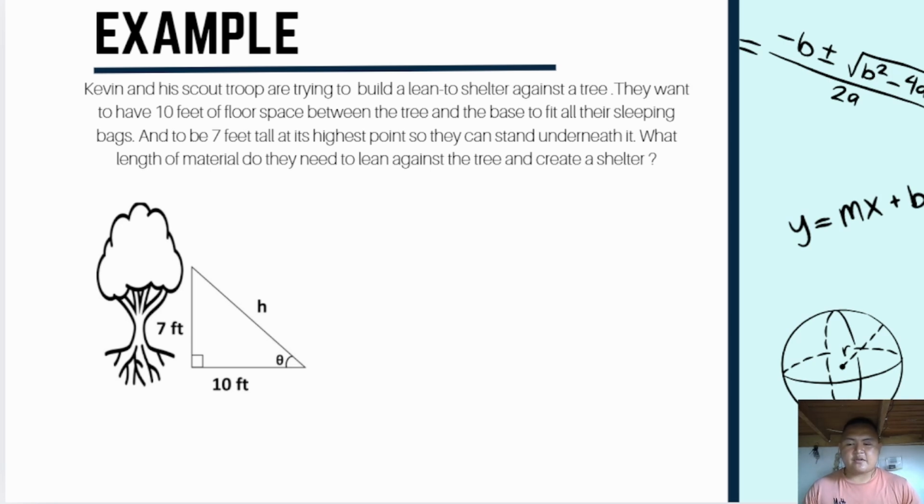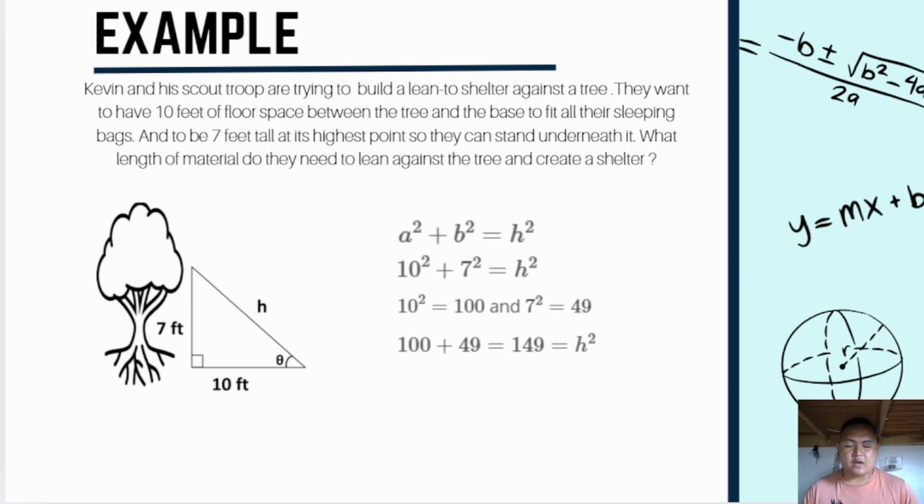We will use the Pythagorean theorem to do this. We need to use a squared plus b squared is equal to h squared, with a equal to 10 feet and b equal to 7 feet. We can simplify: 10 squared is equal to 100 and 7 squared is equal to 49. So our equation becomes 100 plus 49, which is equal to 149, is equal to h squared.